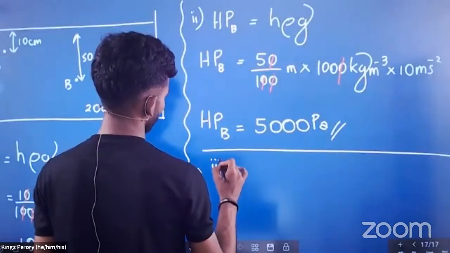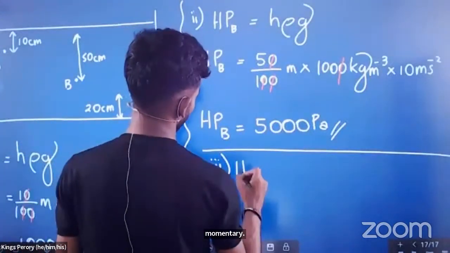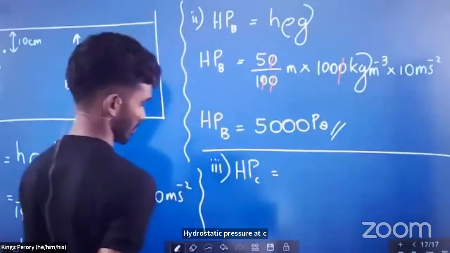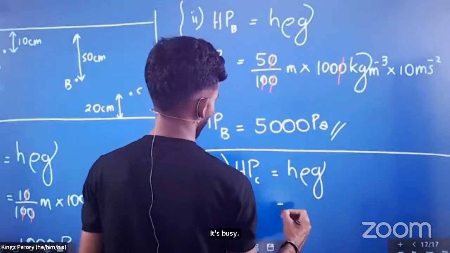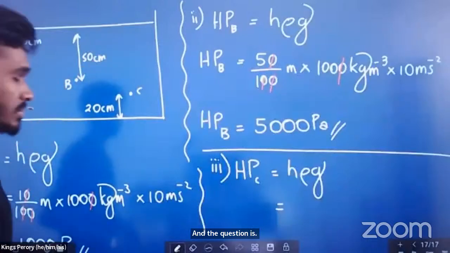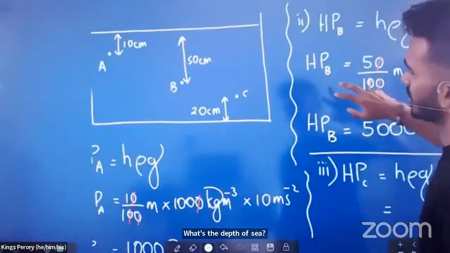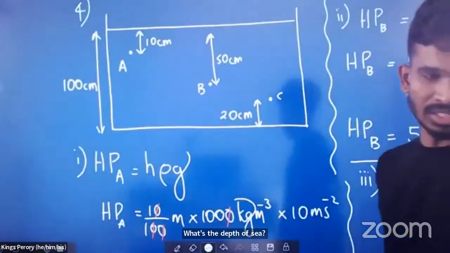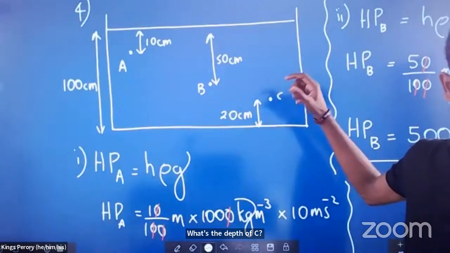Roman 3. Hydrostatic pressure at C is H rho G. And the question is, what's the depth of C? 100 minus 20, so 80 centimeter.